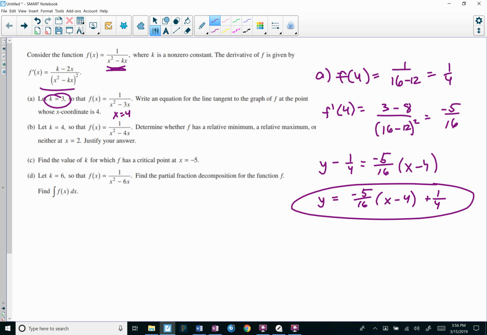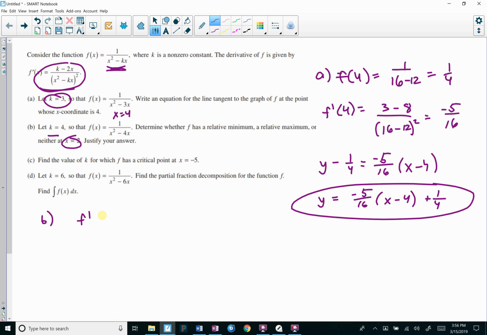Okay, part B. See, this time k is 4. Determine whether f has a relative min, max, or neither at x equals 2. Well, I need to plug x is 2 into my derivative, because we know if the derivative is 0, we have a min or a max. So that'll narrow down the neither part. Okay, could be a saddle, I guess. So let's go ahead and do part B.